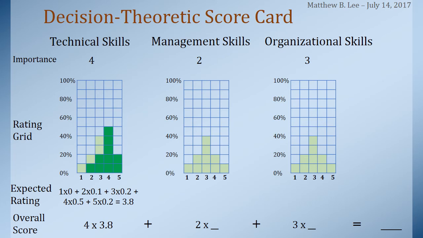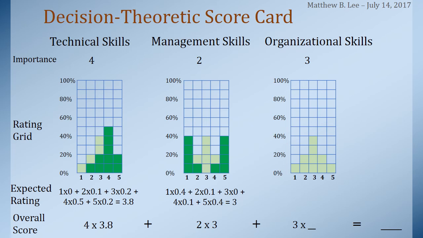So now return to the case where a candidate is known to be either quite strong or quite weak on management skills. The grid might be filled in this way, with a 40% chance that the candidate will perform at a 1 out of 5, a 40% chance of performing at 5 out of 5, and 10% each for 2 and 4 out of 5.